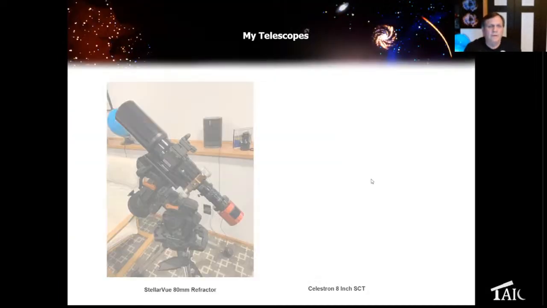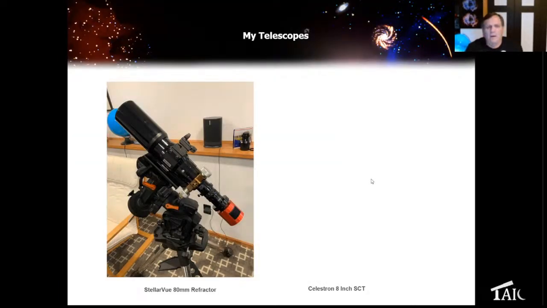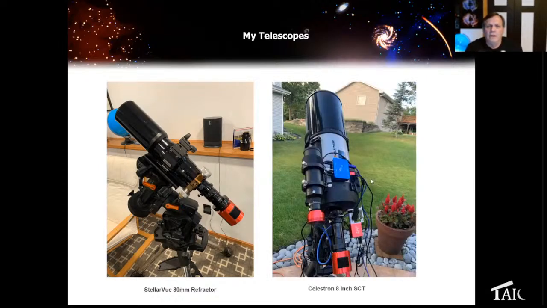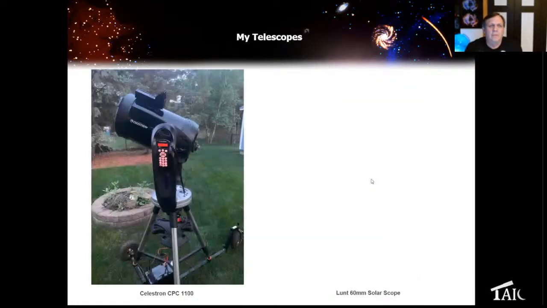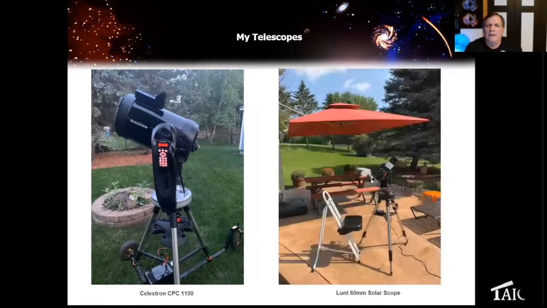Here are my telescopes. There's my StellarView 80 millimeter refractor. And here's my Celestron SCT pointing right to the spot where I get Polaris in my backyard off my patio. And then my CPC 1100 on the scope buggy. And then my Lunt solar scope.